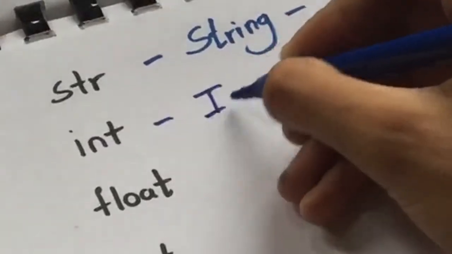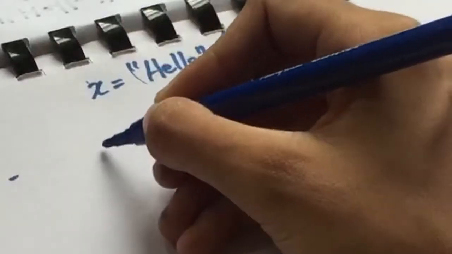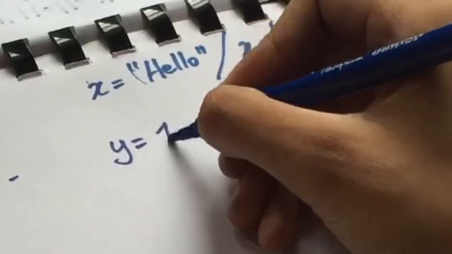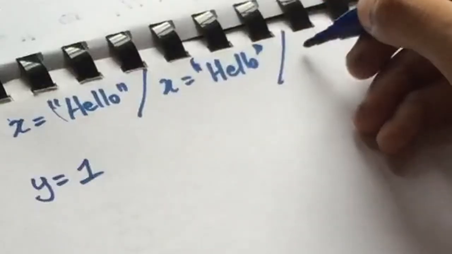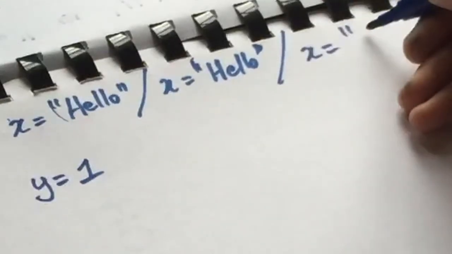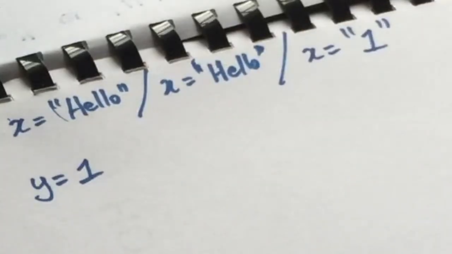It is an int. Int means integer. That is used to declare numbers when you want to perform calculations. So I'll just declare an integer y equals 1. So you have 1 here. Now we have to note one part, that you can also declare a string like this. So this is also a string, but not an integer, because when you use double quotes, it will consider this as a string.